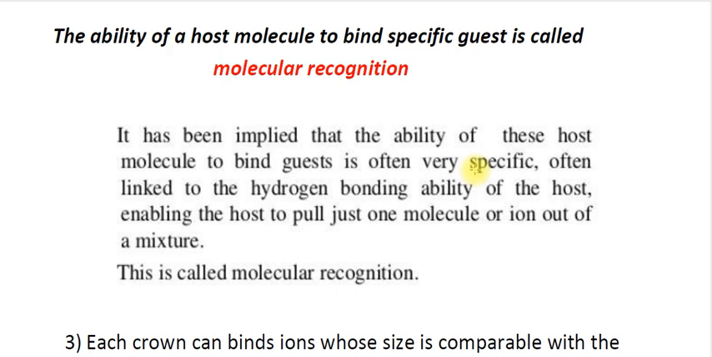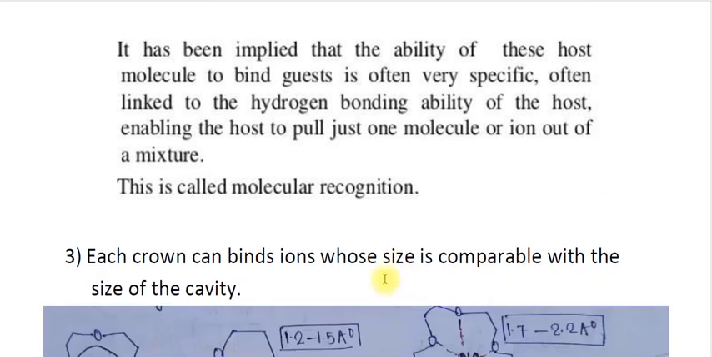That is why 18 crown 6 is specific to bind K+, often linked to the hydrogen bonding ability of the host, enabling the host to pull just one molecule or ion out of the mixture. This is called molecular recognition. Don't get worried. Just think that a host molecule will be in a specific way that it can bind only to a specific guest. That specificity, or that ability of the host molecule to bind with a specific guest, is called molecular recognition, and that is the second property.